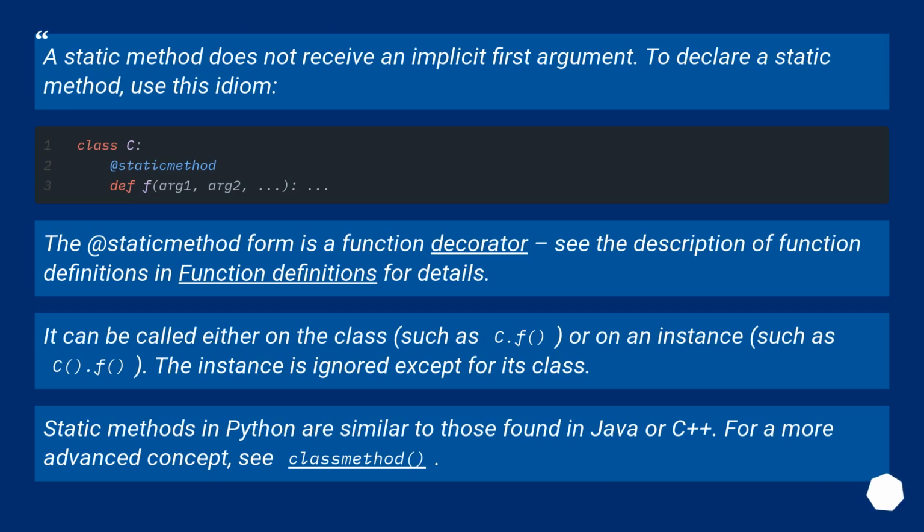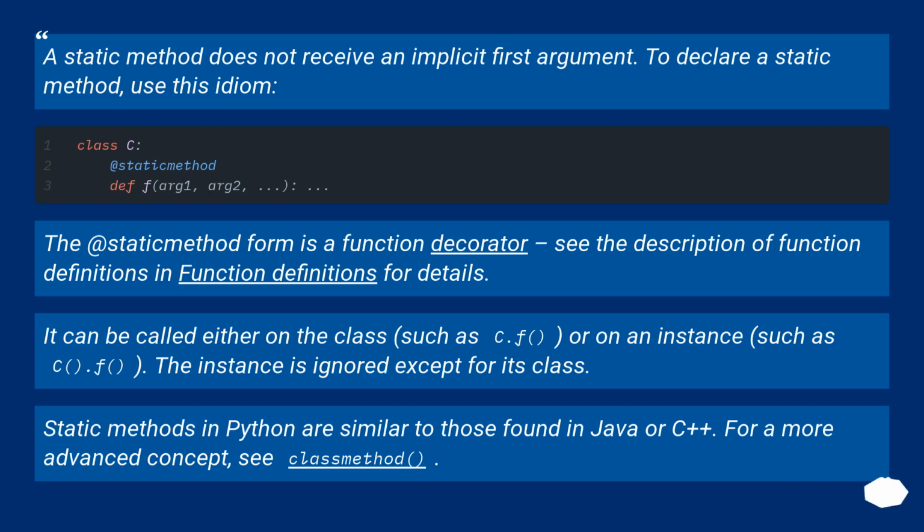The following is verbatim from the documentation. A static method does not receive an implicit first argument. To declare a static method, use this idiom. The staticmethod form is a function decorator. See the description of function definitions for details. It can be called either on the class, such as C.f, or on an instance, such as C().f. The instance is ignored except for its class.